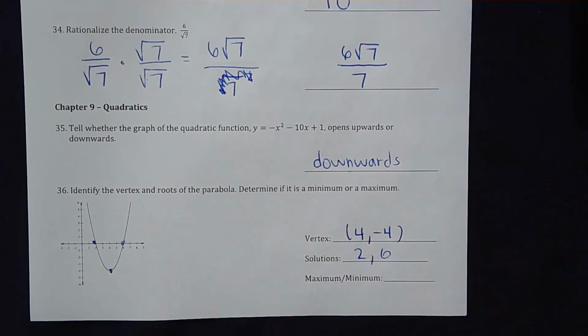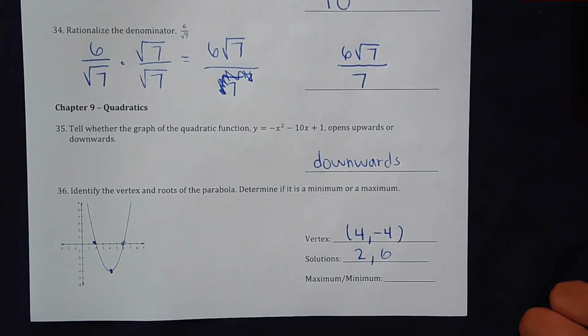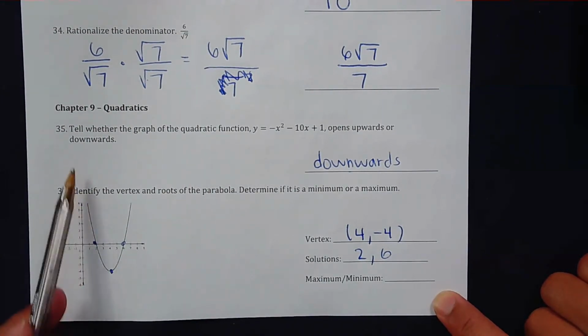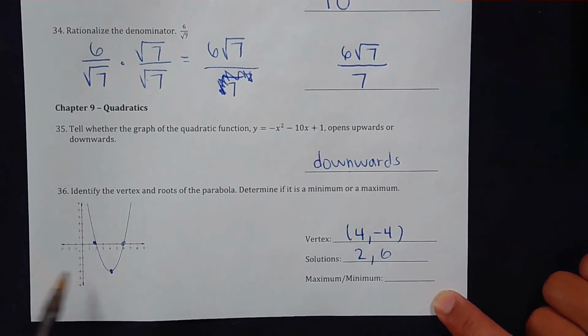2 and 6. And then is our graph going to have a maximum or a minimum? It's going to have a minimum, right? This is literally the lowest point it goes. There isn't a maximum because this graph goes on up and up and up. It definitely has a minimum though. So minimum.